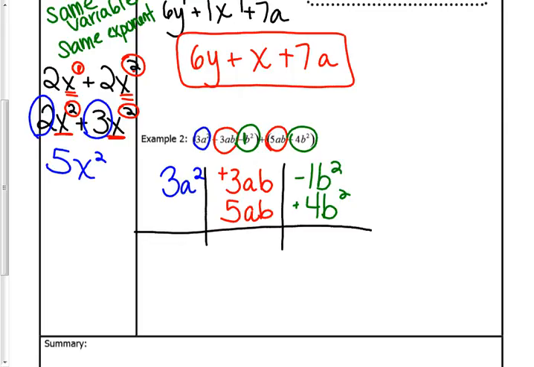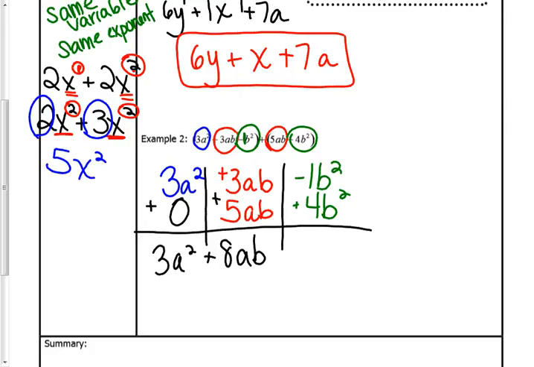So what I'm going to do is I'm going to combine my like terms. When you combine, you're adding. Well, I have this 3a squared plus, what am I adding to the 3a squared? I didn't have any other term that was the same, right? No like term. So really 3a squared plus 0 is going to be 3a squared. Then I have 3ab plus 5ab. 3 plus 5 is 8, so this becomes 8ab. And these are positive numbers, so I want to put a plus sign between them.